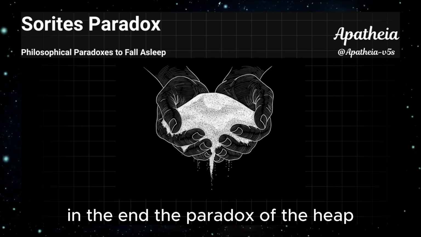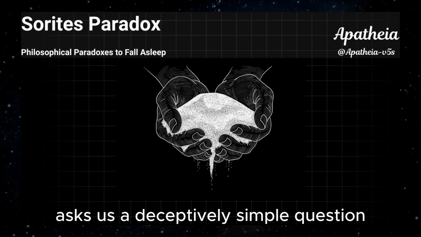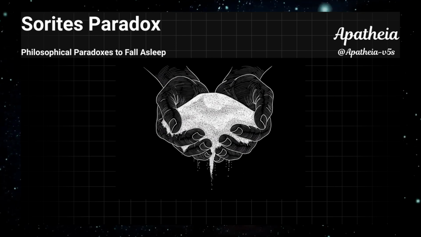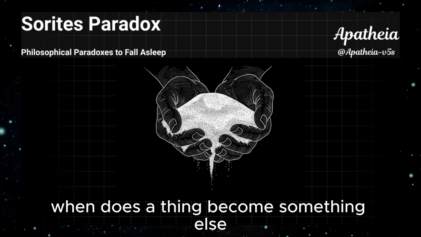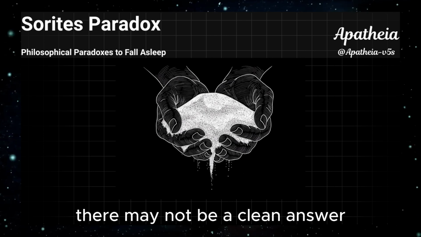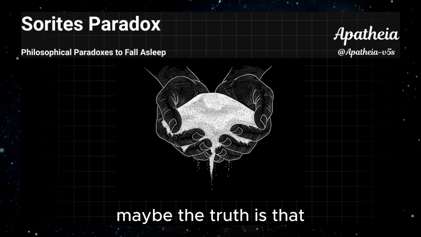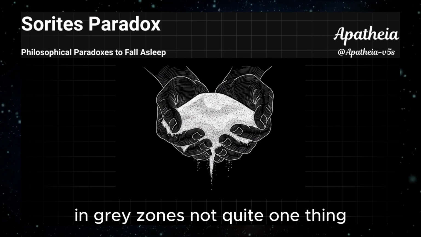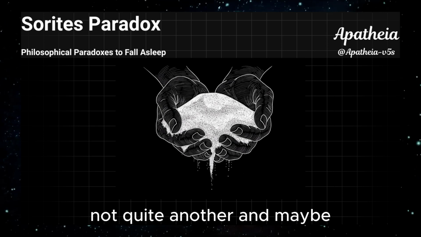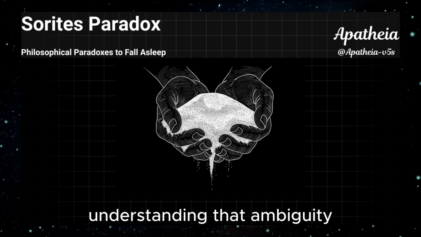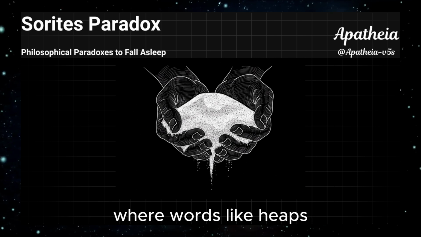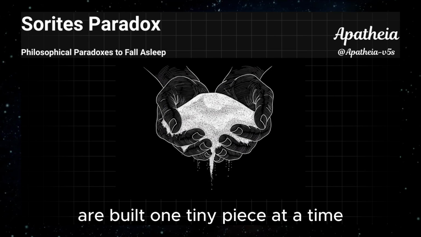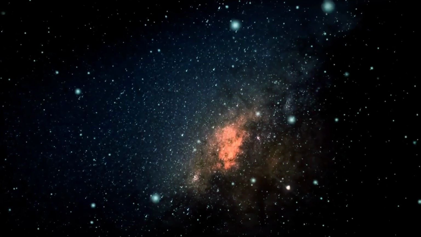In the end, the paradox of the heap asks us a deceptively simple question. When does a thing become something else? There may not be a clean answer. Maybe the truth is that most of what we deal with in life exists in gray zones, not quite one thing, not quite another. And maybe understanding that ambiguity is the key to navigating a world where words like heaps are built one tiny piece at a time.